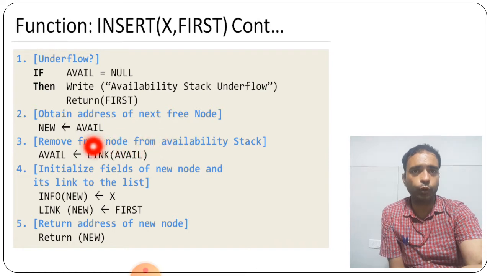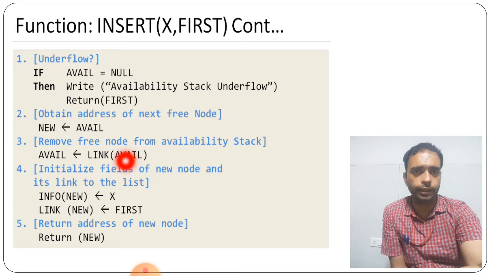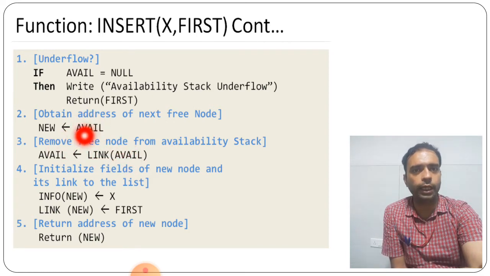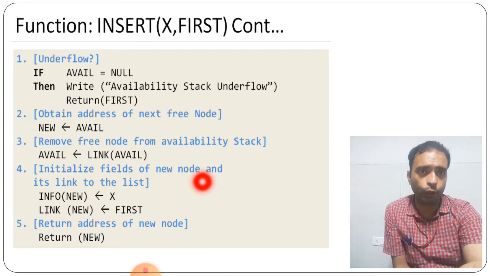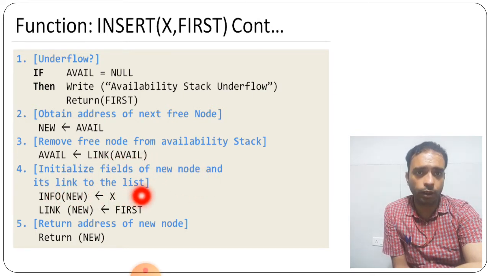तो फ्री नोड जो हो गया, मतलब ये फाइनली फ्री नोड को क्या कर रहा है, वो रिमूव करेगा इसमें से, अवेलेबिलिटी स्टैक में से. फाइनली इट विल गो टुवर्ड्स द नेक्स्ट. तो इसका जो लिंक एड्रेस था वो अब अवेल के अंदर चला जाएगा. सो फाइनली इट विल गो टुवर्ड्स द नेक्स्ट वन. नाउ वी हैव टू इनिशियलाइज द fields of the new node and its link to the list.